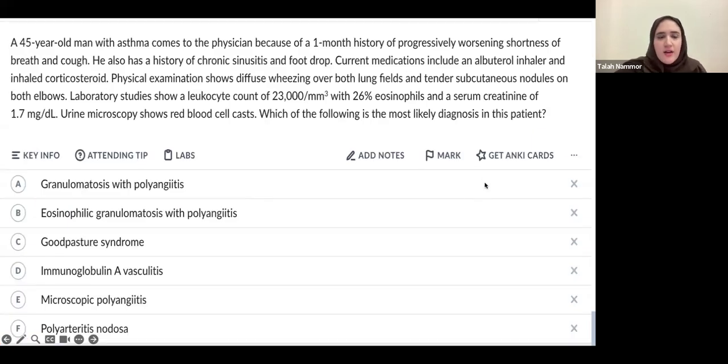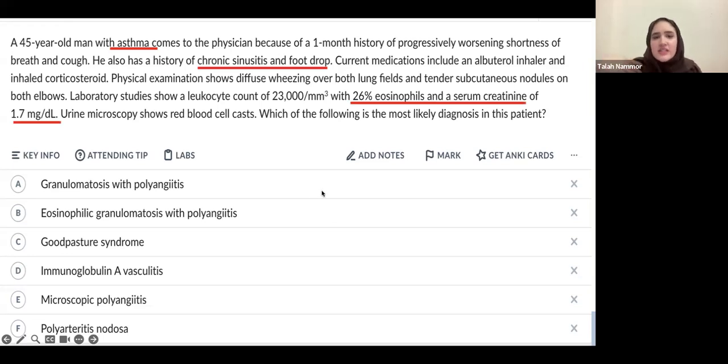Moving on. A 45-year-old man with asthma came to the physician because of a 1-month history of progressively worsening shortness of breath and cough. He has a history of chronic sinusitis and foot drop. Current medication is an albuterol inhaler for his asthma, and inhaled corticosteroids. He has diffuse wheezing above both lung fields and tender subcutaneous nodules on both elbows. His leukocytes are high, and mainly they're made up of eosinophils, and the serum creatinine is high. So what do you guys think it is?